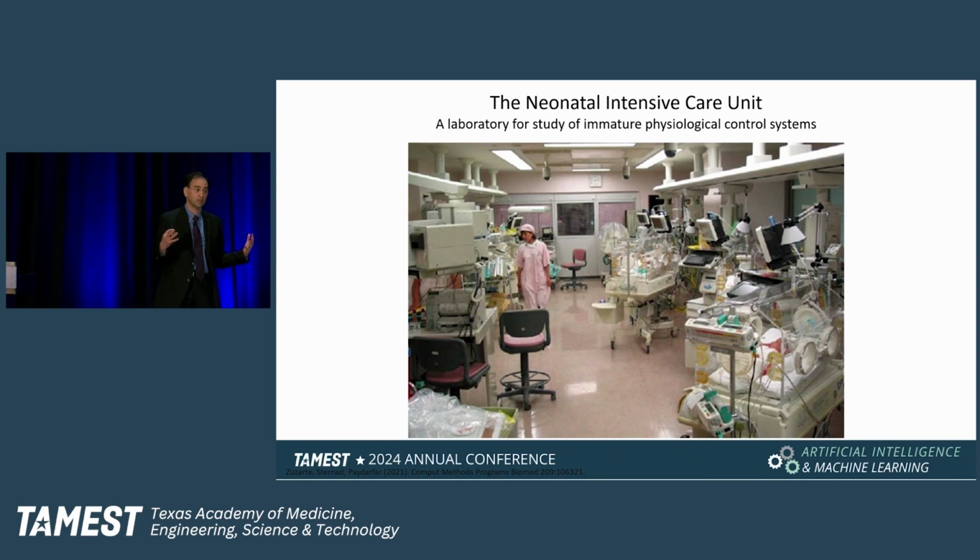And these are shift workers. The staff, the nursing staff, the physicians, everybody is on shift work, and so you can imagine the potential for error. So this seems like a perfect system, I mean, obviously the advanced care is impressive, but it's a perfect system to study an immature physiological control system. It's a laboratory. As Osler said, this is a laboratory to study. How can we improve things?